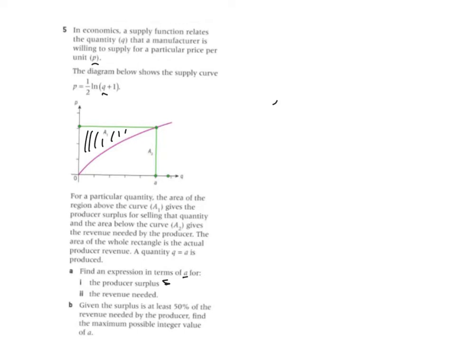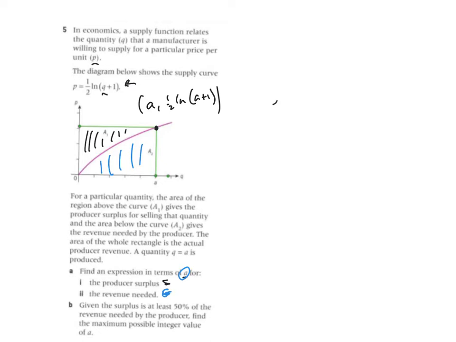We also want this blue region, the A2 region, which is the revenue needed. And so we're going to have to find an expression in terms of A for both of those. In order to do that, the first thing we have to recognize is that I have a rectangle here. At this coordinate point, the x value is A, and the y value is P, but more specifically, it's half ln A plus 1, because at A, this is the value for the coordinate point.